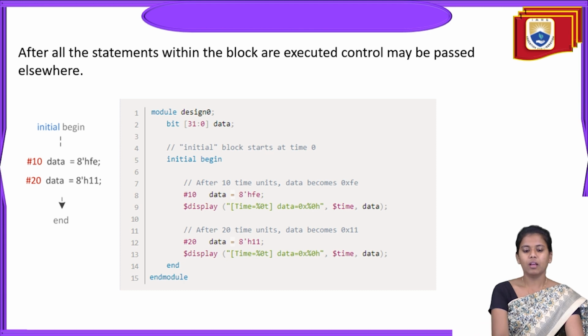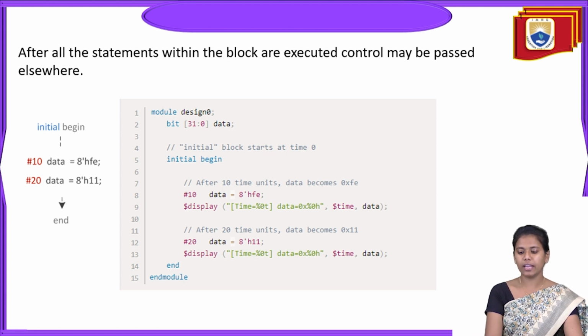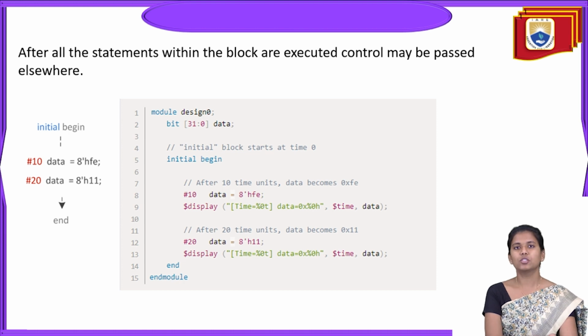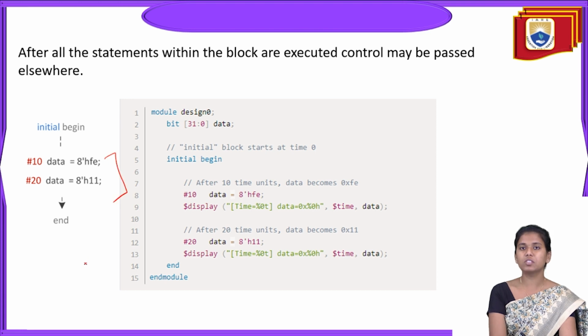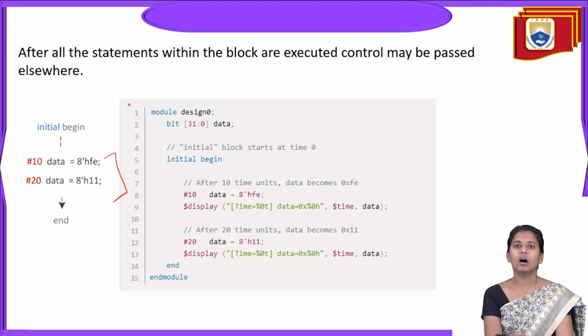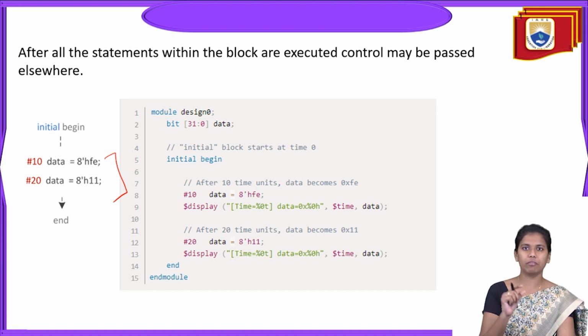After all the statements within the block are executed, control may be passed elsewhere. As it is a sequential statement, the statements should execute sequentially in a given order, isn't it? We shouldn't see any overlapping or any kind of chaos in the sequential manner. So, in order to see the execution of each and every statement in a given order, the control signals come into existence.